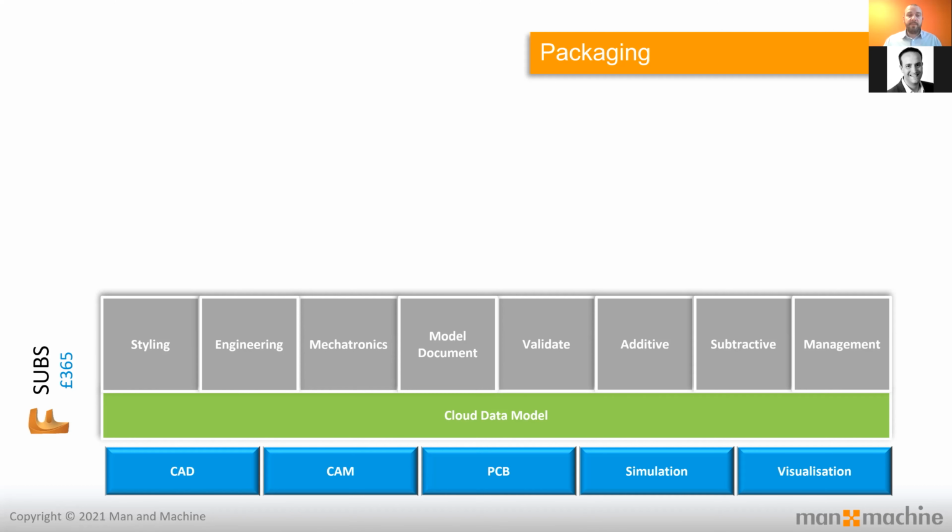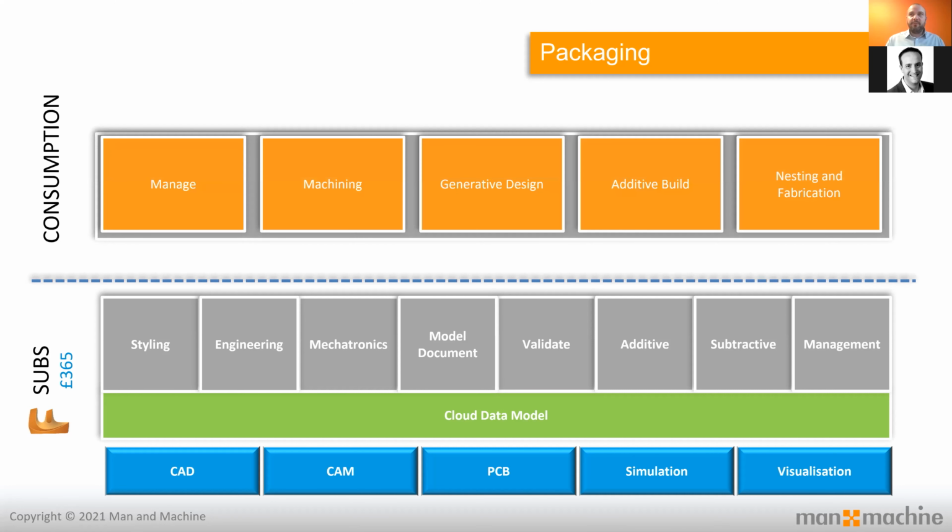What you also have the ability to do on top of that, if you need to go a little bit further, is to add on what they call extensions to Fusion. Now, these at the moment come in the form of either consumption-based. So if you have Fusion, you can use a cloud credit to do some machining, or a cloud credit to do some generative design, if it's a one-off.